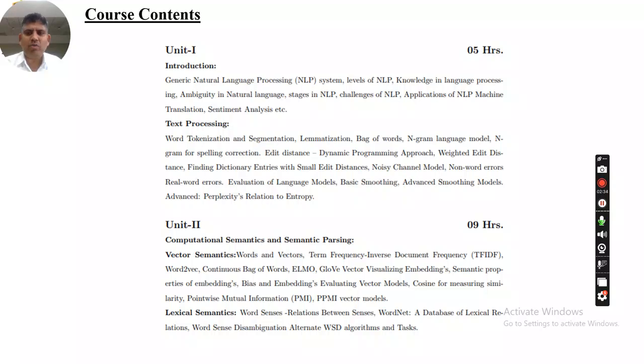Then we are going to talk about different language models in unit number 1, that is the n-gram language model. The concept of edit distance is also included in unit number 1, and then we will learn about the evaluation of language models, and at the end we will also learn the different smoothing techniques applied to NLP models. This unit number 1 is dedicated for 5 hours.